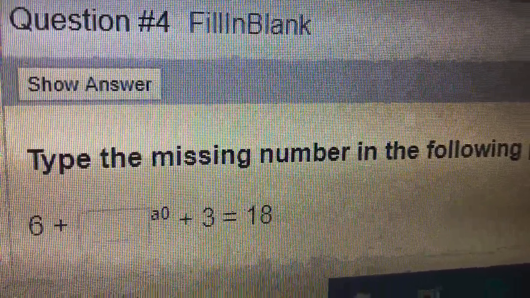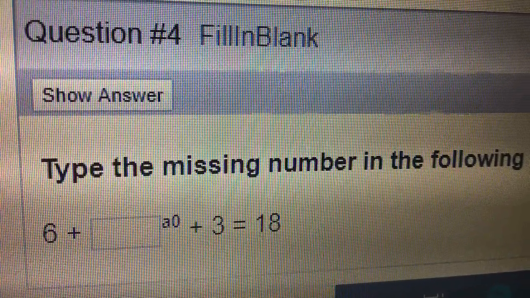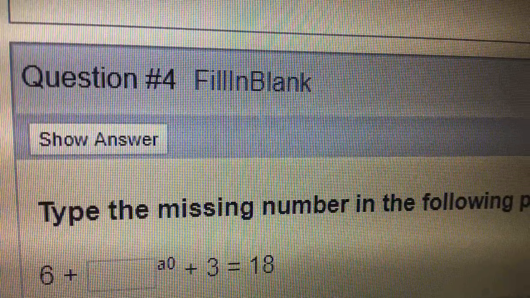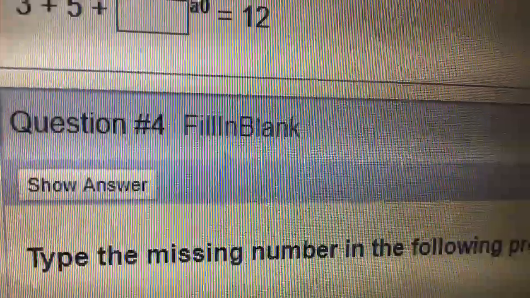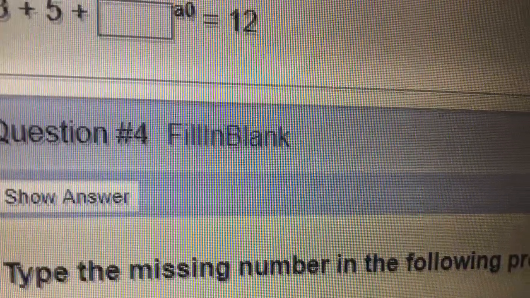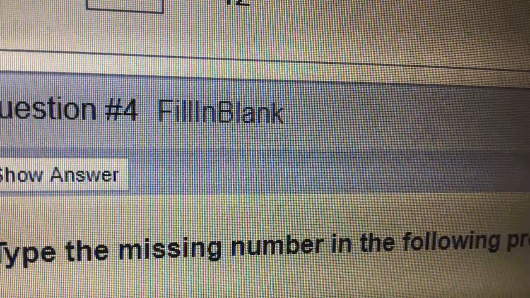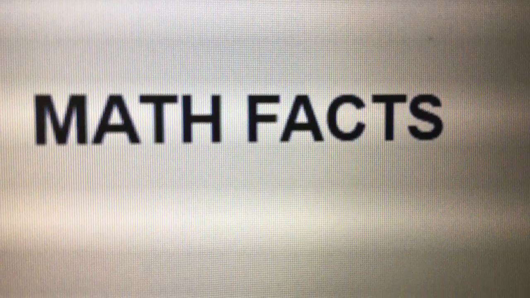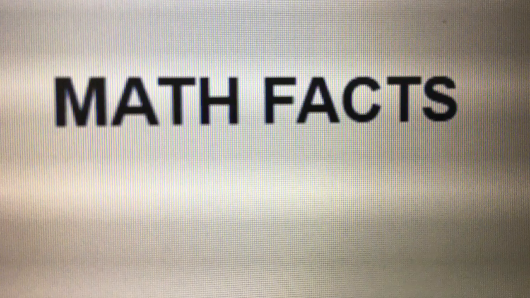Same thing with number 4. You have 6 plus something plus 3. So what you're going to need to do is you're going to add 6 plus 3, figure that out, and then what are you going to have to add to that to equal 18? So there's a couple ways you can do that. You can count up, or you can take that number and subtract it from the total number. It's up to you how you do that.